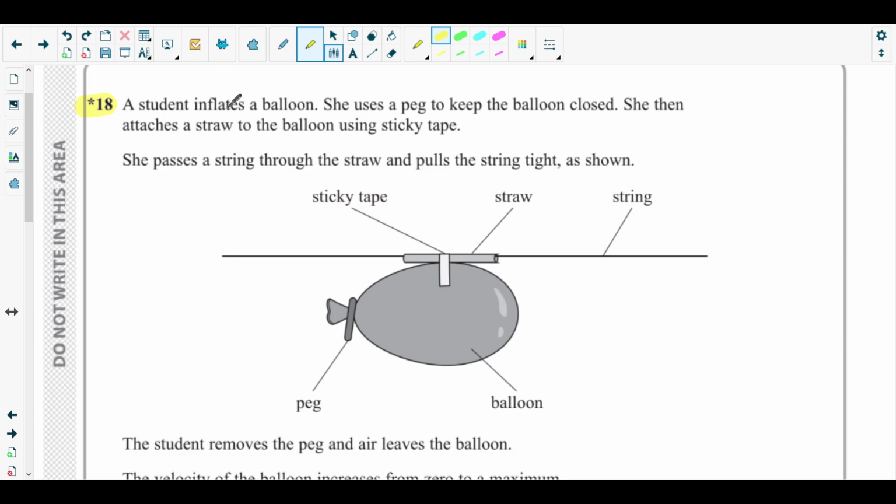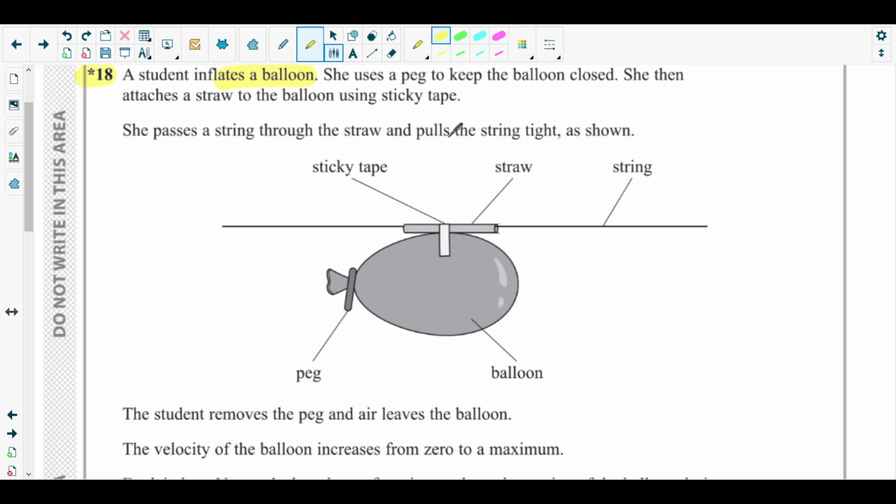A student inflates a balloon. She uses a peg to keep the balloon closed. You can see in the figure, the student uses a peg to keep the balloon closed. She then attaches a straw to the balloon using sticky tape. A straw has been attached to the balloon using the sticky tape.